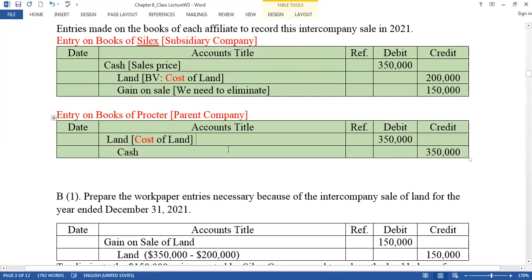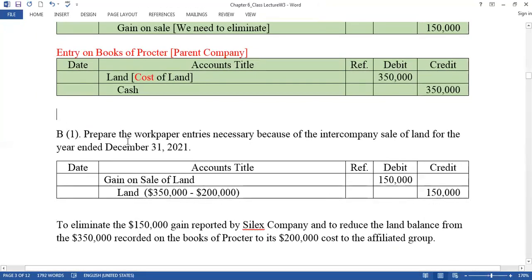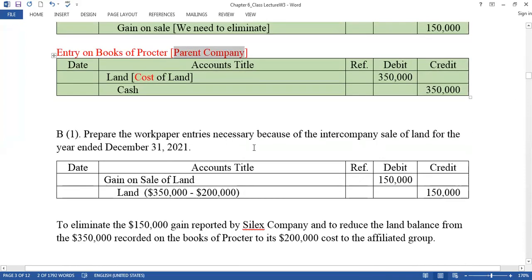make it the original shape, and look, this is the first journal. Prepare work paper entries, so work paper entries for the consolidated financial statement. These two journal entries are recorded by the parent company separately and the subsidiary company separately. But in our question, I am not going to ask you what the journal entry for the subsidiary is or what the journal entry for the parent is. In your question, I will ask you for work paper entries. And work paper entries are for the consolidated financial statement part. So prepare the necessary work paper entries because of the intercompany sale of land.